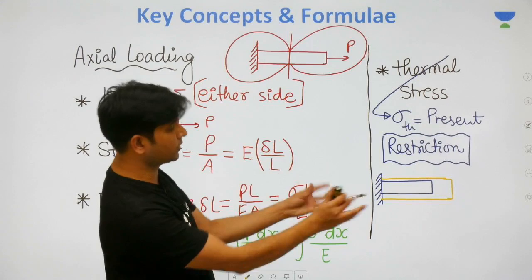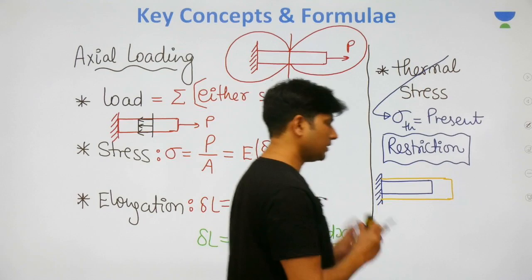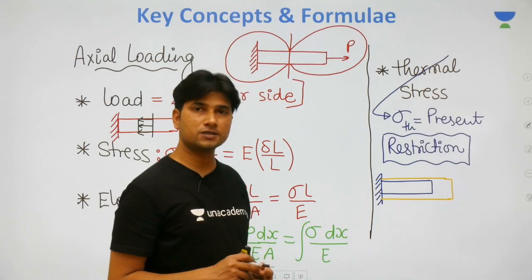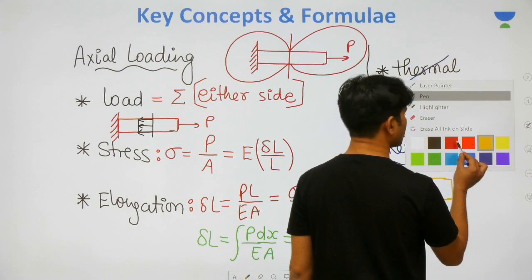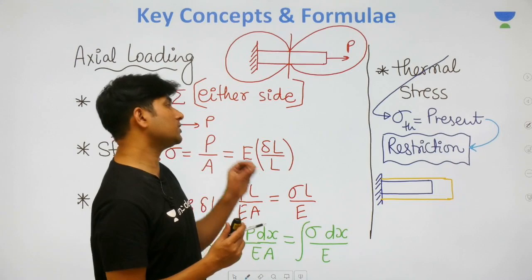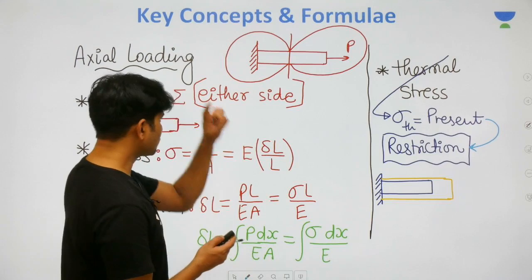Think about it. If the material wants to expand, but you are not putting any restriction, you are allowing it to expand, then why would it resist? It is naturally not going to resist. So keep this in mind, that thermal stress will be present only and only when there is some restriction. The restriction may be complete, the restriction may be partial, but some restriction has to be there for thermal stress to be present. So please keep these four things in your mind.